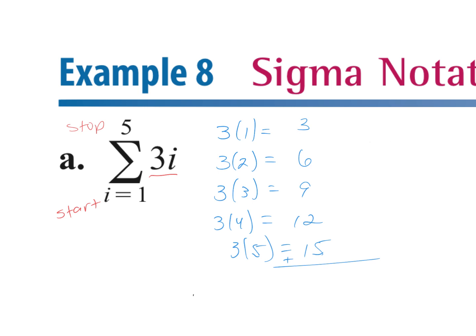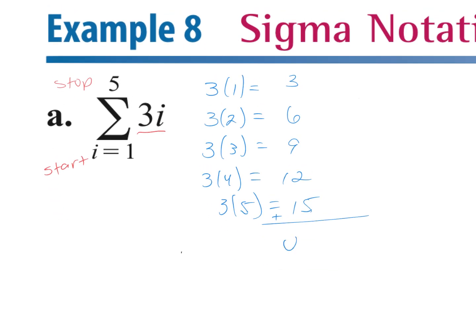What's 3 and 6? 9. 9 and 9 is 18. 18 and 12 is 30. 30 and 15? 45. That's your sum. Is that awful? No. 5 seconds ago, when you didn't know what any of that meant, you were like, what am I supposed to do? Now you're like, oh, okay, not bad. Right? All right, let's look at the next one.